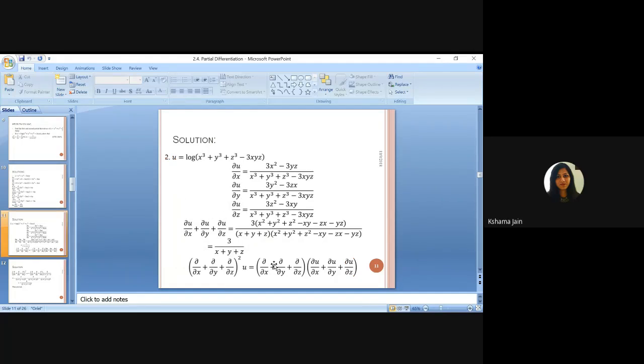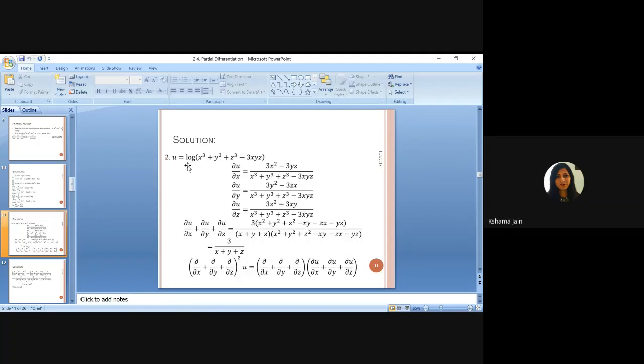So these are the basic differentiation. We will not go into the depth, very basic differentiation. Just you need to remember, like here, if you are differentiating with respect to x, y will be treated as constant. And if you are differentiating with respect to y, x will be treated as constant.